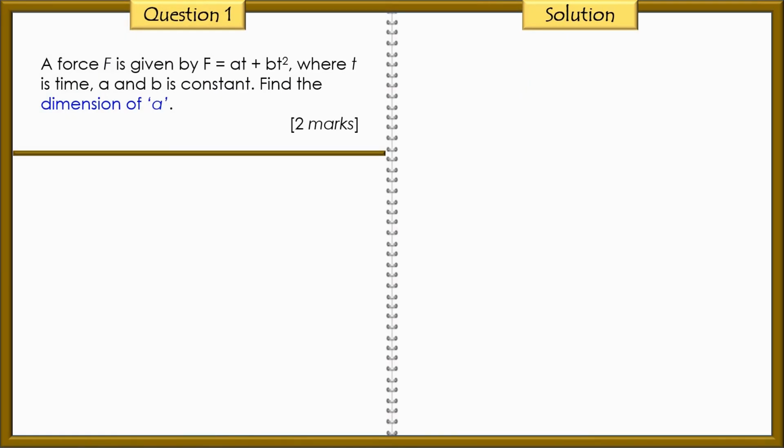For question 1, a force F is given by F is equal to AT plus BT square, where T is time, A and B are constants. Find the dimension of A.